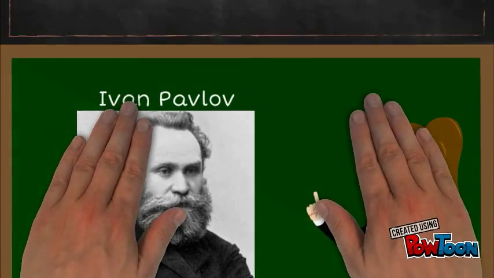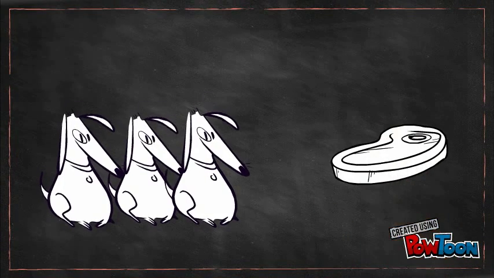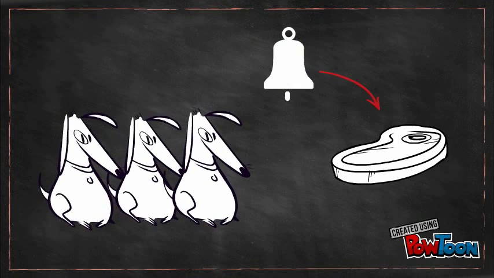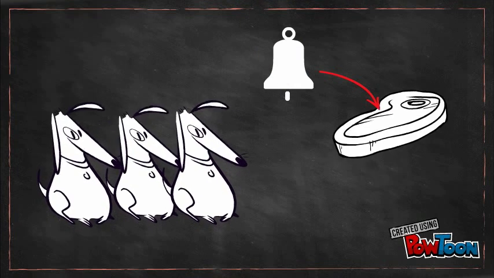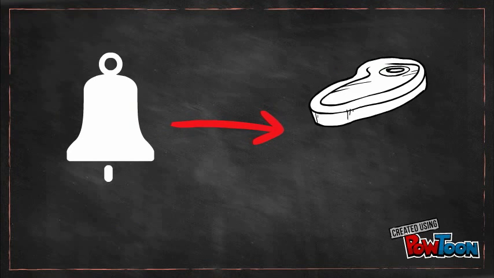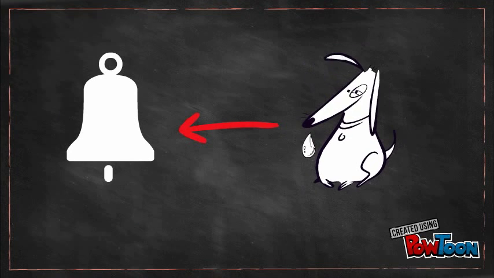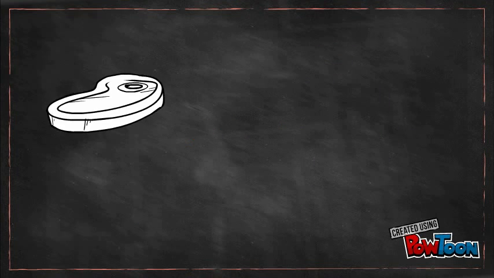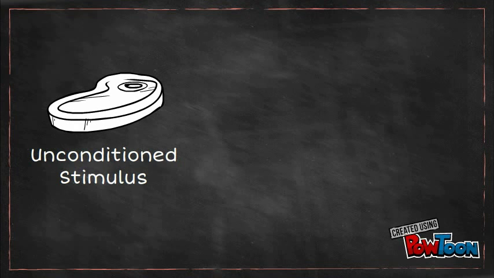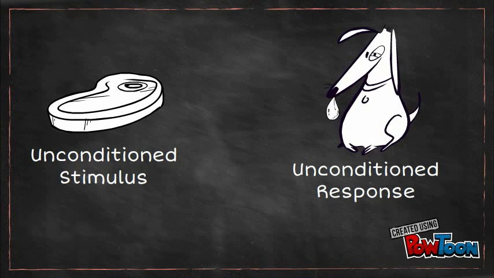In his famous experiment, he showed dogs some food while ringing a bell at the same time. After a while, the dogs would associate the bell with the food. They would learn that when they heard the bell, they would get fed. Eventually, just ringing the bell, the dogs would salivate. We call the food unconditioned stimulus, and we call salivation the unconditioned response.